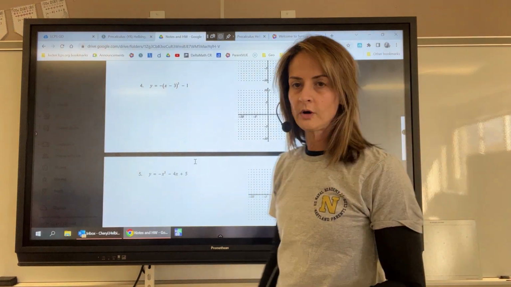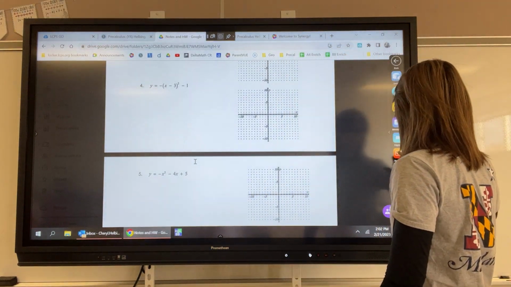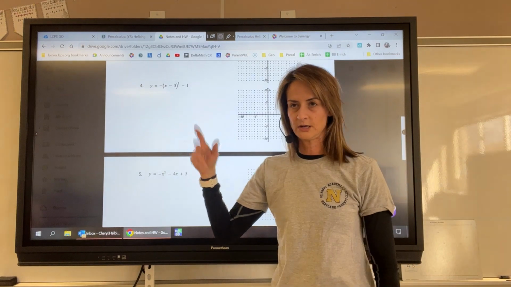We are on problem 4 on the worksheet that I hope to attach. Do you guys have this worksheet? Are we ready to go?